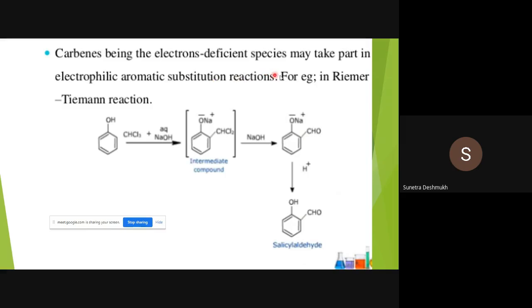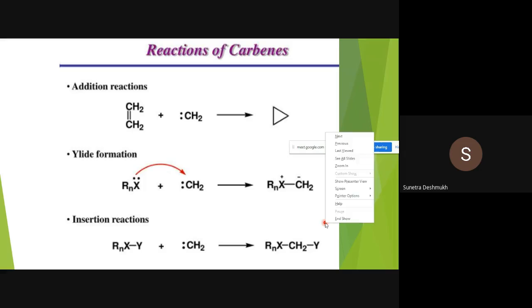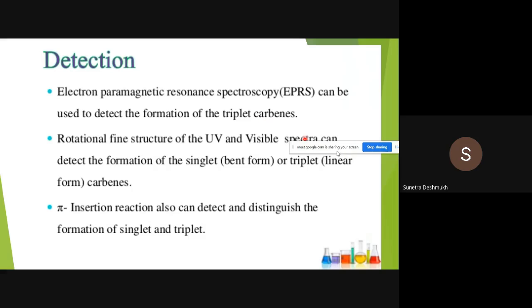Carbene, being an electron deficient species, may take part in electrophilic aromatic substitution reactions, for example the Reimer-Tiemann reaction. So the Wolff rearrangement, Reimer-Tiemann reaction, and many more reactions involve carbenes. Here is one example of addition reaction of carbene: how we can synthesize cyclopropane. Halide formation via carbene. With negative charge and positive charge on adjacent carbon and heteroatom, insertion reaction: we can insert carbene in between X and Y, and we get this type of product. So different things we can achieve with the help of carbenes.